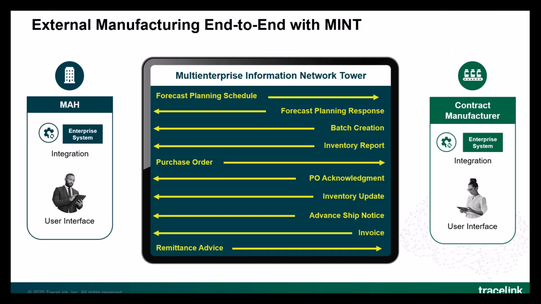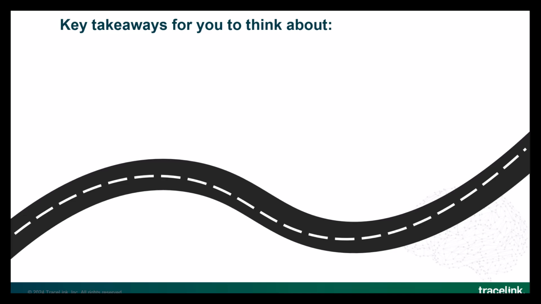In closing, the end-to-end orchestration of transactions listed provide timely and robust information sharing to ensure the supply chain manufactures goods as needed and in minimal excess. Here are some key takeaways for you.